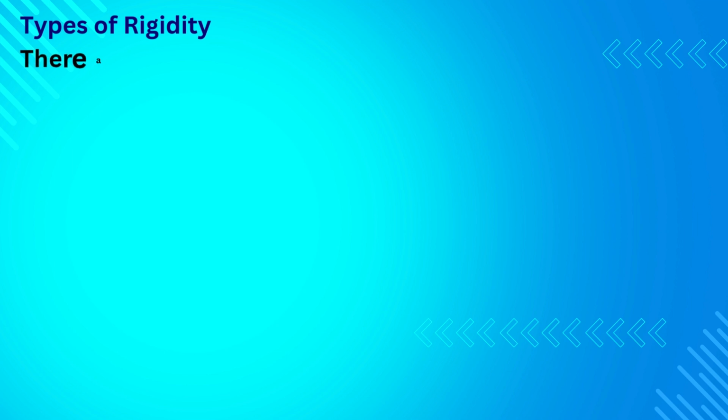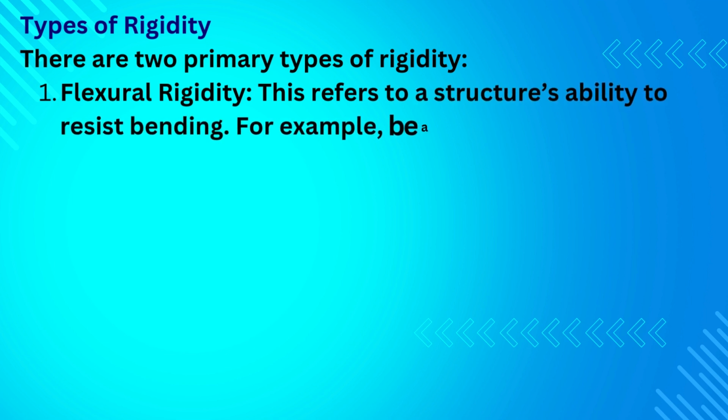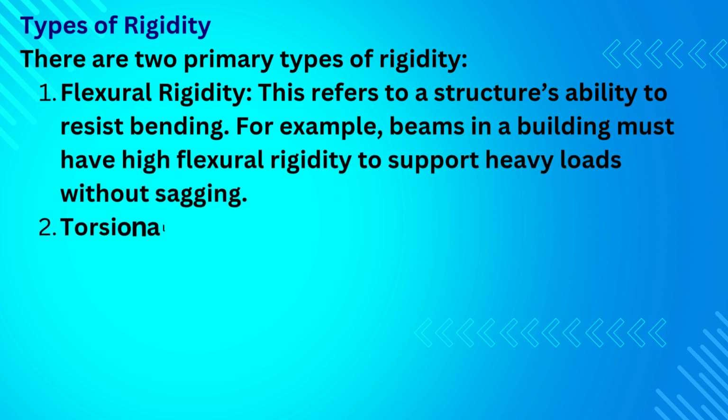Types of rigidity. There are two primary types of rigidity. 1. Flexural rigidity. This refers to a structure's ability to resist bending. For example, beams in a building must have high flexural rigidity to support heavy loads without sagging.